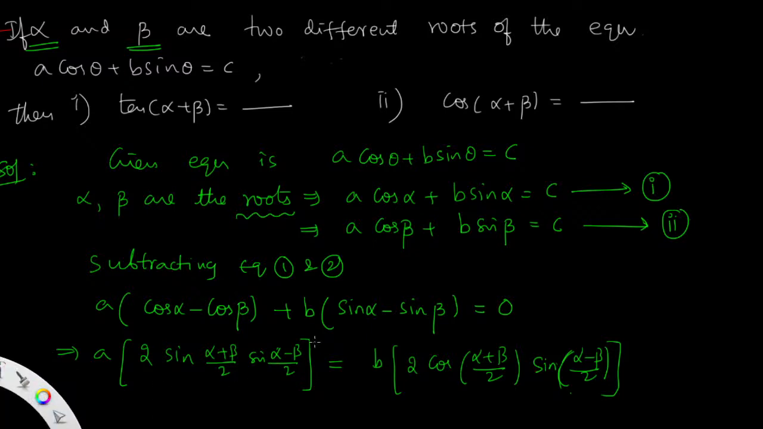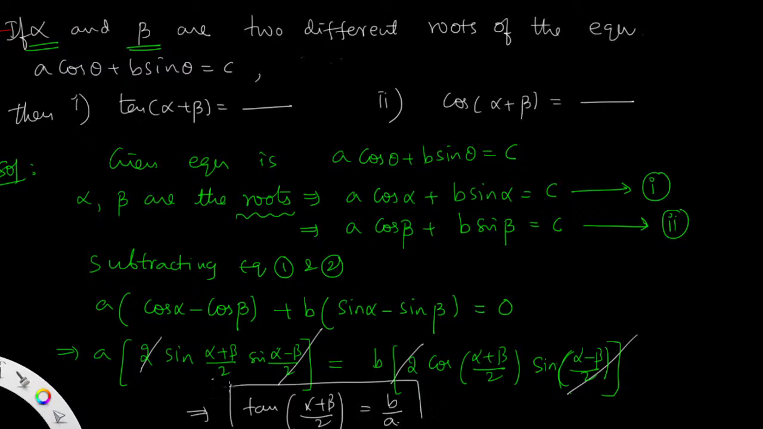Now cancelling the terms, sin of (alpha minus beta)/2 will get cancelled. So 2 also will get cancelled. Then the value is sin by cos, nothing but tan of (alpha plus beta)/2, which is equal to b by a. So the value we got is tan of (alpha plus beta)/2 equal to sin by cos, equal to b by a.